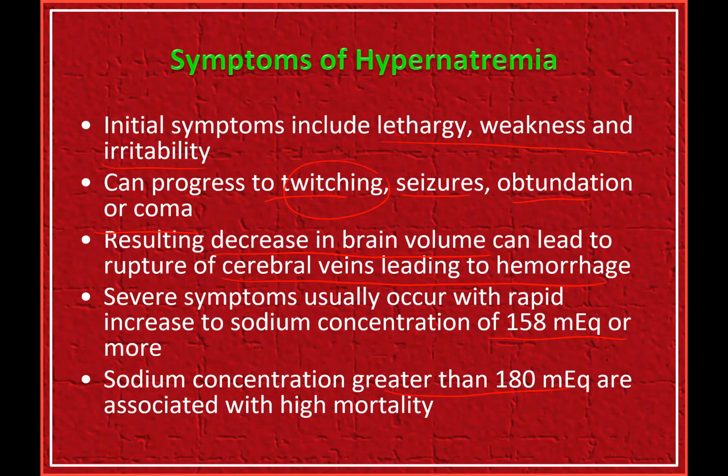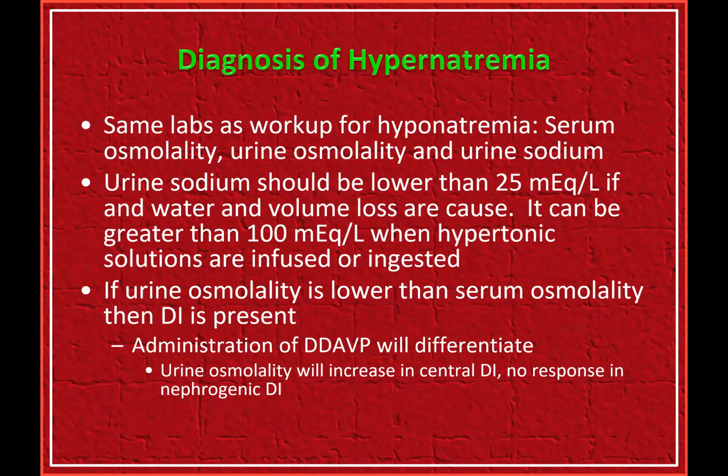it is not such a high mortality and is not compatible with life. So how do I diagnose? Same lab workup like that. What are the things? Osmolality, serum osmolality, urine sodium, and of course serum sodium. Serum sodium, of course, is the feature which makes us diagnose hypernatremia. Urine sodium should be lower than 25 if water and volume losses are the cause. It can be greater than 100 when hypertonic solutions are infused.